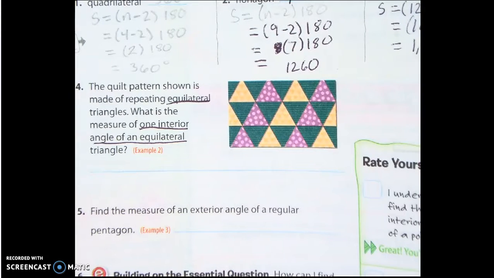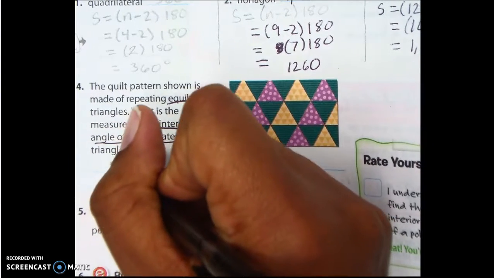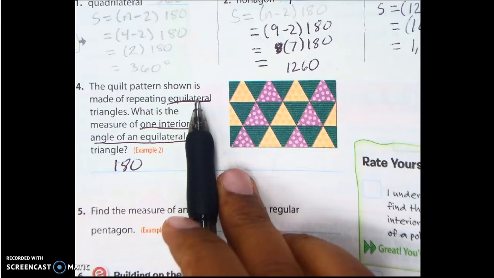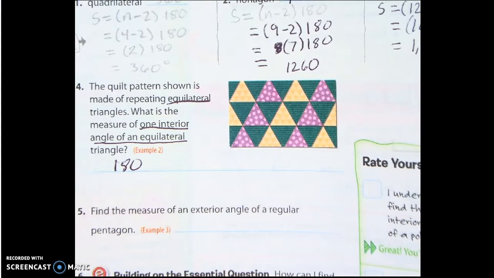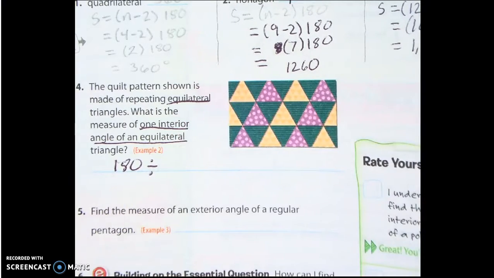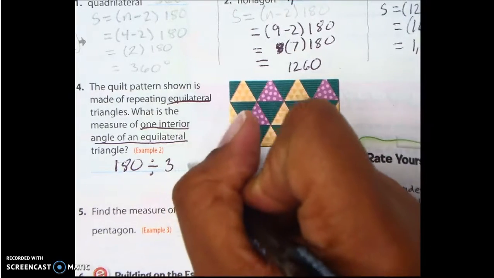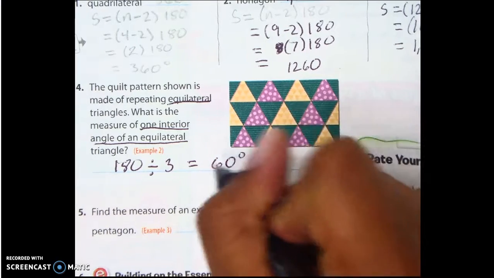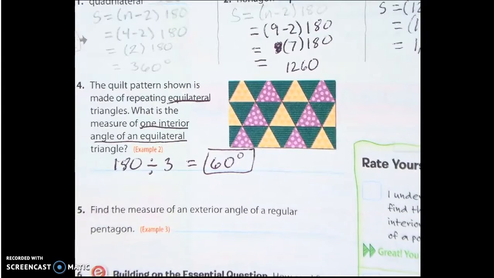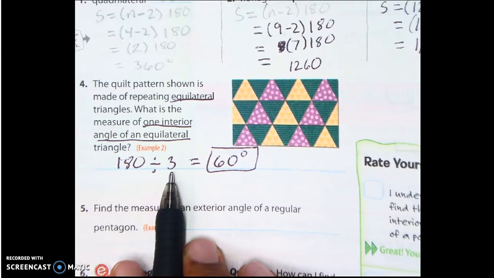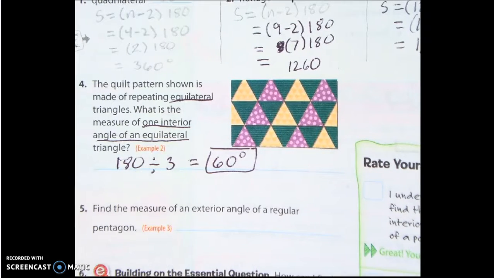Well, if we recall, for all triangles, the inside always adds up to 180. So we know the sum of the triangle is 180. And since it's an equilateral triangle, there are 3 equal angles. So how do you find out for one of them? Well, we divide the total by the number of angles. In this case, it's 3. So that lets us know that each of the interior angles would have to be 60 degrees. Okay, so we always take the total sum of the interior angles and divide it by the number of equal angles there are when we're talking about regular polygons, or in this case, an equilateral triangle.